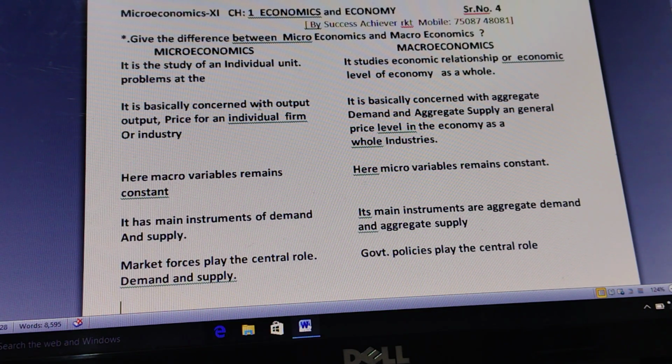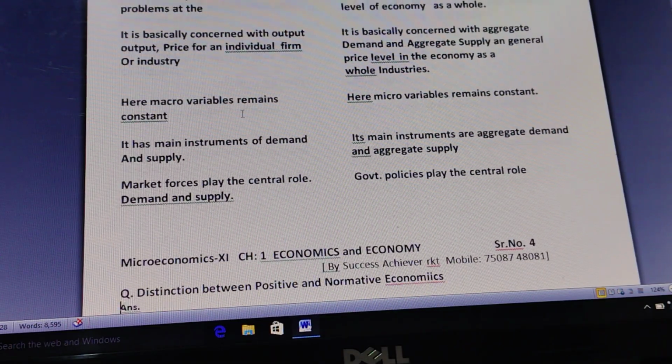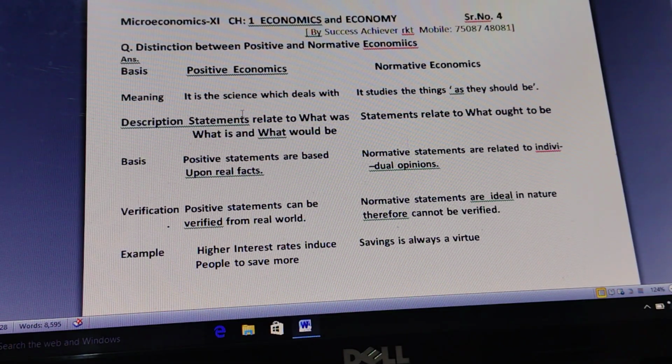And this is the last point. Under microeconomics, market forces play the central role, that is demand and supply. These are the market forces. On the other hand, under macroeconomics, government policies play the central role. So students, this is the difference between microeconomics and macroeconomics.